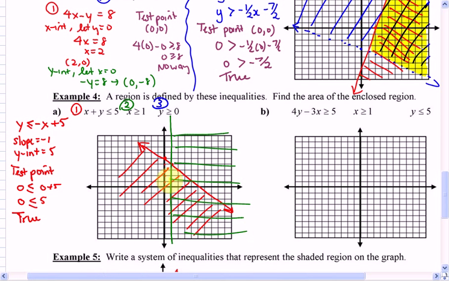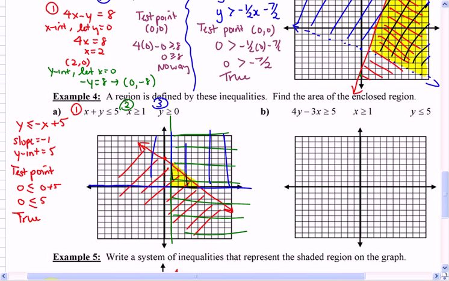So notice now this is my shaded region so far. Okay. Last but not least, y is greater than or equal to 0, so that's a horizontal line right at 0, and it's greater than, that means I want this region up here. So what do you think is the actual region that is enclosed by all three of these lines? If you saw this triangle here as the region, bravo.